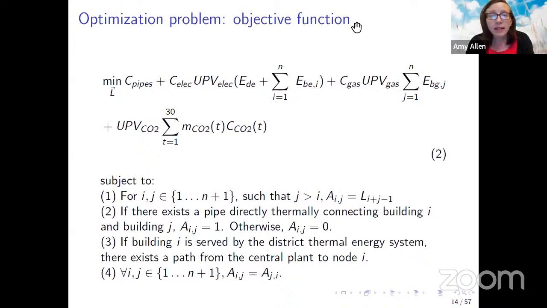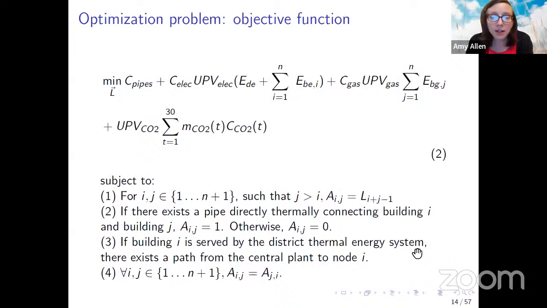And I'll note that for the purposes of this analysis, I treated any difference in HVAC equipment costs for buildings served by the DES versus buildings served by independent systems as being negligible over a 30-year time frame. And this is certainly an assumption that could be refined in future work.